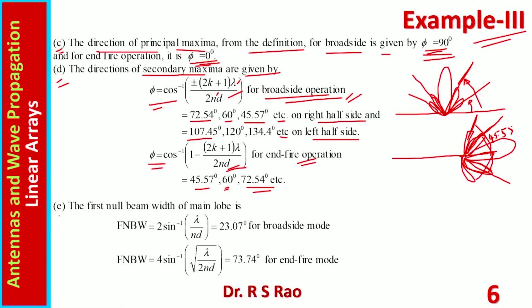Now we move to another part of the problem, E. The first null beam width of main lobe is given by this formula, 2 sin inverse (lambda by nd). Lambda is available, n is available, d is available. Substitution gives us first null beam width as 23.07 degrees for broadside mode of operation. In case of end fire mode of operation, first null beam width is given by 4 sin inverse under square root (lambda by 2nd). It gives us 73.74 degrees as first null beam width for end fire operation.